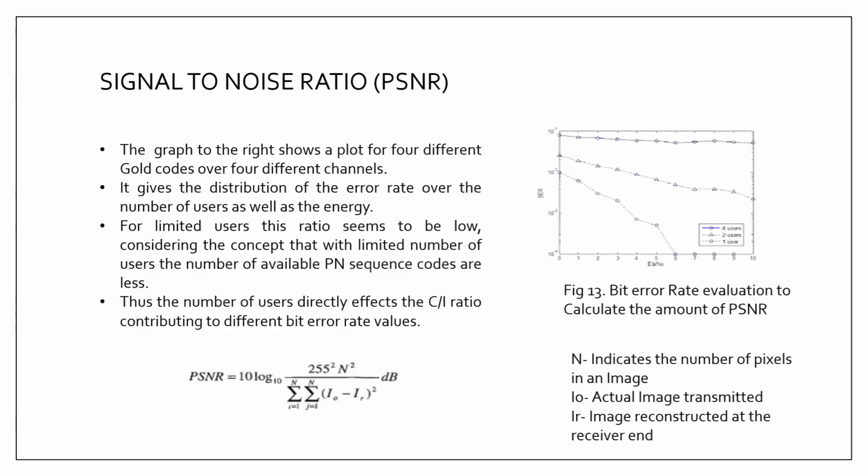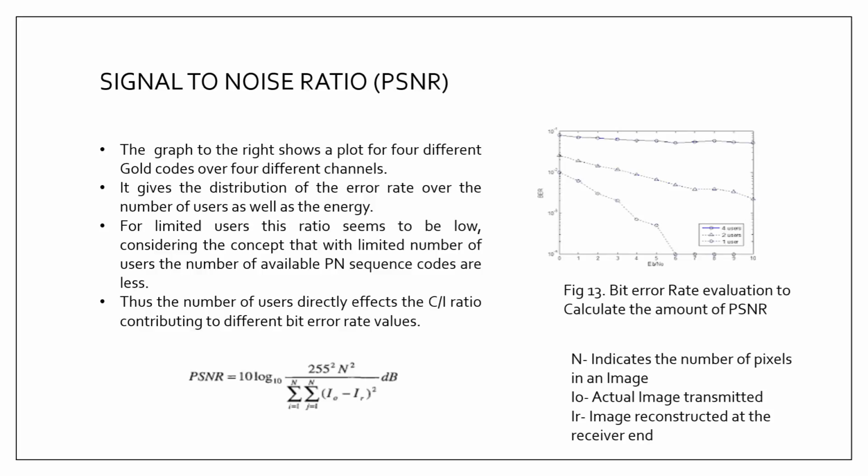For limited users, this ratio seems to be low, considering the concept that with limited number of users, the number of available PN sequence codes are less. Thus, the number of users directly affects the C/I ratio, contributing to different bit error rate values.